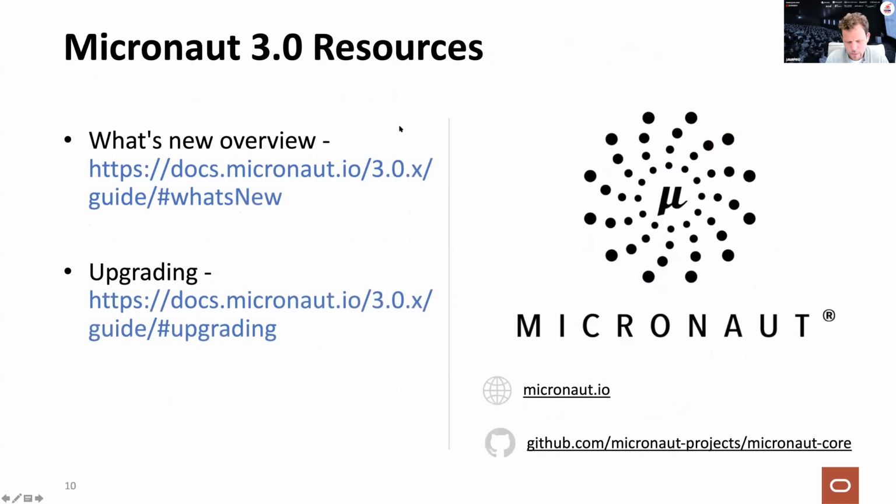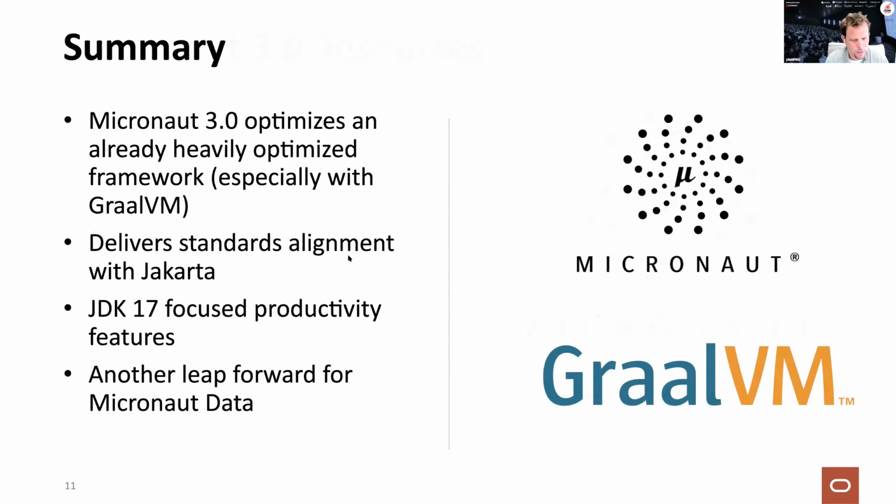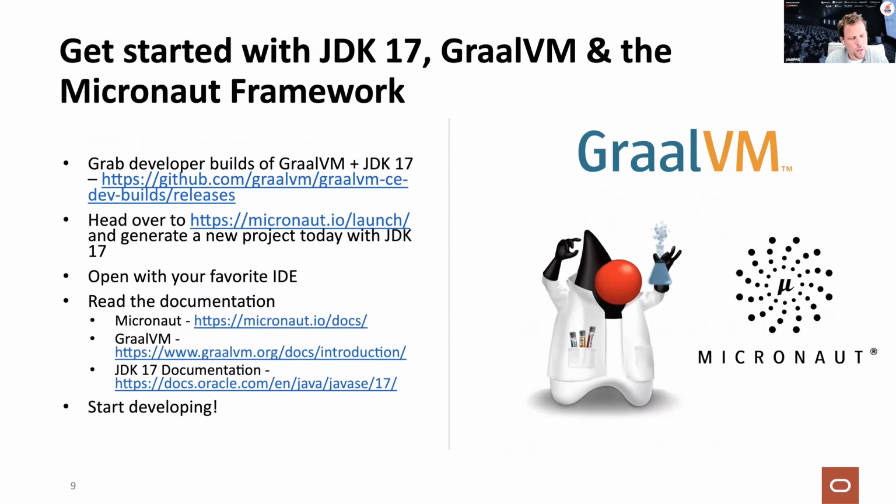So to get started with JDK 17, GraalVM, and Micronaut, do head over and grab the developer builds, which are available from the GraalVM org. You can grab the Community Edition developer build. You can generate a new application at Micronaut Launch, so go to micronaut.io/launch and generate a new project today. Open it with your favorite IDE. I was using VS Code today, but there's great support in IntelliJ and all the different IDEs for Micronaut. Check out the documentation and the GraalVM docs, and also the JDK 17 docs as well, because it's exciting to use these amazing new technologies together and start developing.